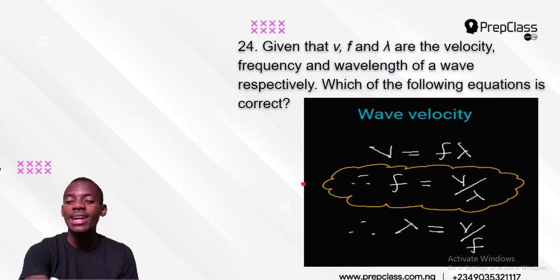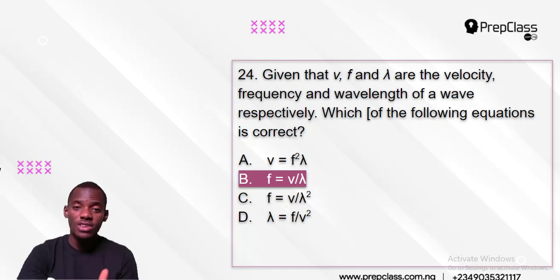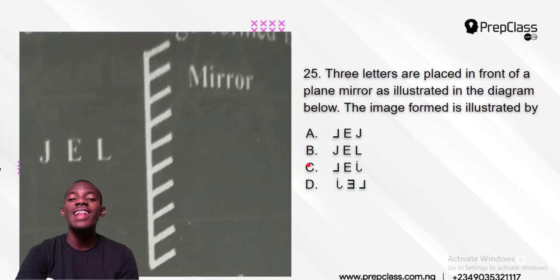So the best form among the options that reflects the formula is F equals V over lambda, and that is the answer to the question. F equals V over lambda, and that is number 24. Now let's check out number 25, which is the last one for this video.